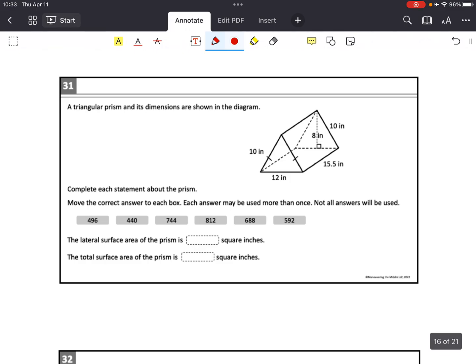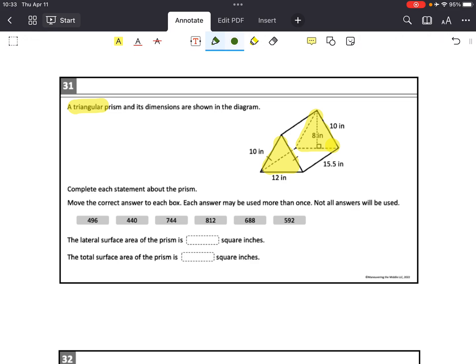All right, question 31. It says a triangular prism and its dimensions are shown in the diagram. Because it is a triangular prism, I automatically know that my bases are the triangles. So I'm going to go ahead and highlight those to remind myself.